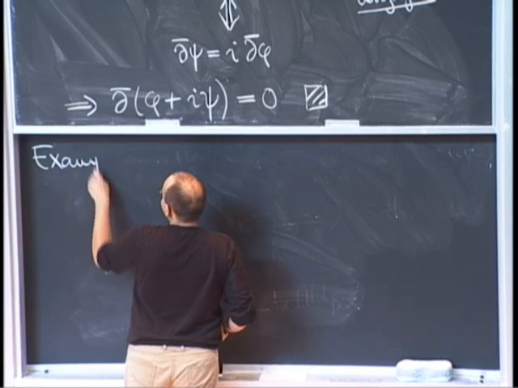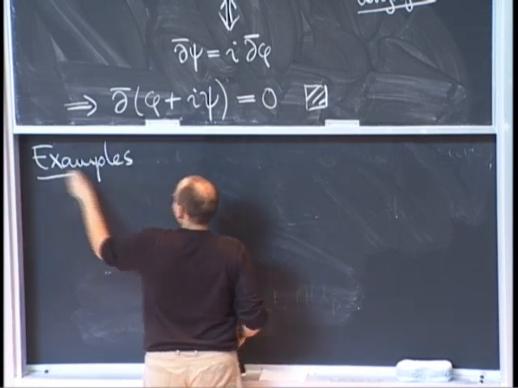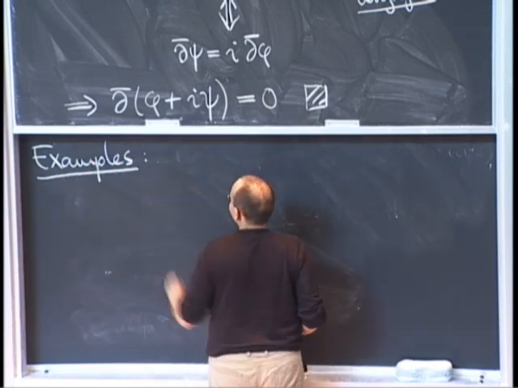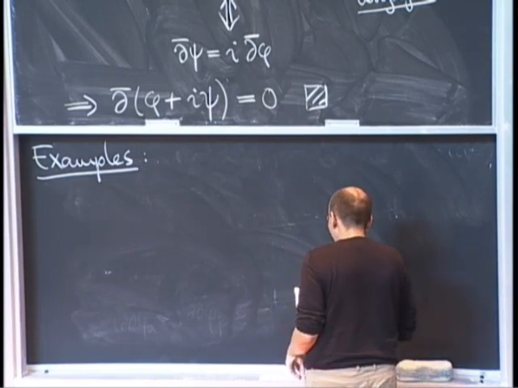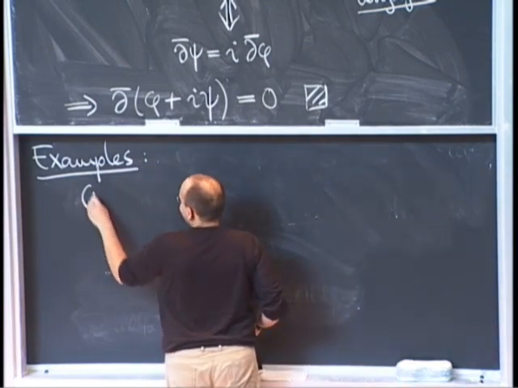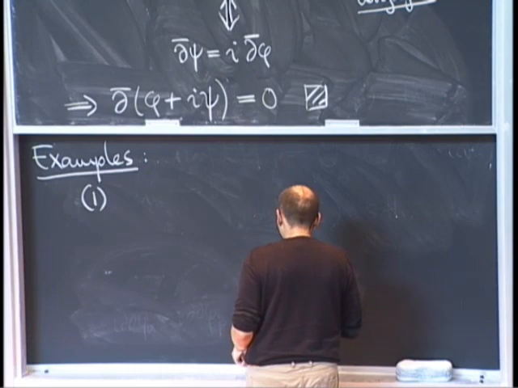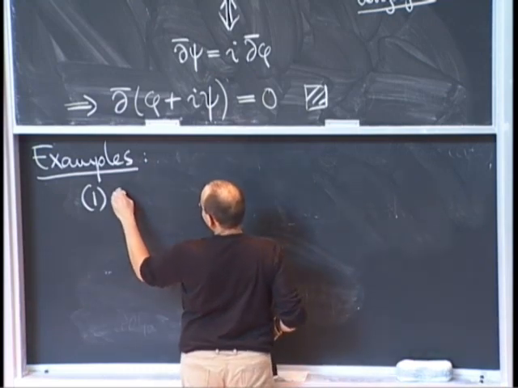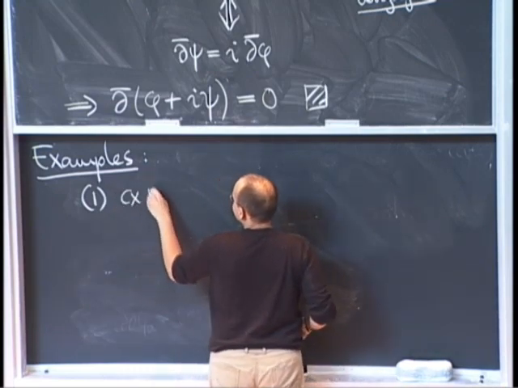Just to give you a couple of examples of Kähler manifolds. At this point it's not terribly exciting anymore. All manifolds with positive holomorphic line bundles are Kähler, by definition.